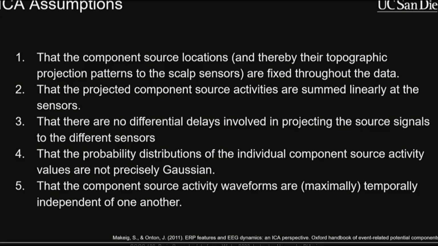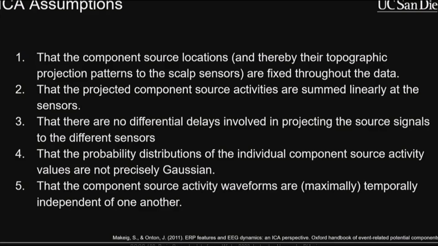The first assumption, that's pretty easy. It's very rare for us to move electrodes, and typically if subjects are standing still or if they have a cap designed for movement, the sensor should stay in the same space within maybe 5 millimeters or something. The second assumption is that the projected component source activities are summed linearly at the sensors. This is also an okay assumption because of volume conduction. It might not be perfectly linear, but because of the way these signals originate in the brain and get to our sensors, this is not a bad assumption. So that one should be validated.